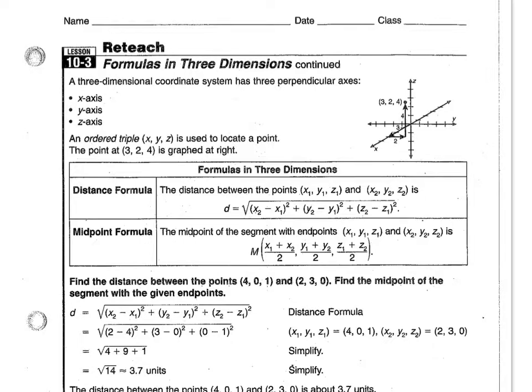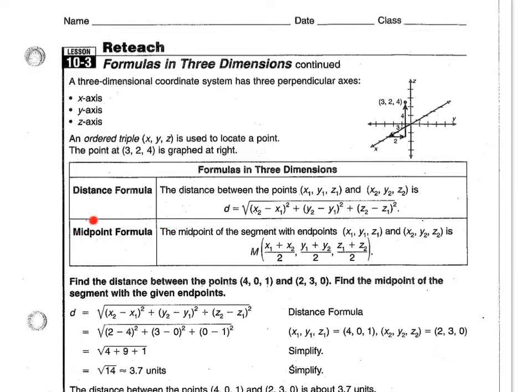If we want to find the distance between 2 points on a three-dimensional coordinate system, we use a distance formula, which is the square root. And notice that this is kind of like the distance formula that we use on a two-coordinate system. X sub 2 minus x sub 1 quantity squared plus y sub 2 minus y sub 1 quantity squared. But we're adding a third coordinate, which is z sub 2 minus z sub 1 quantity squared.